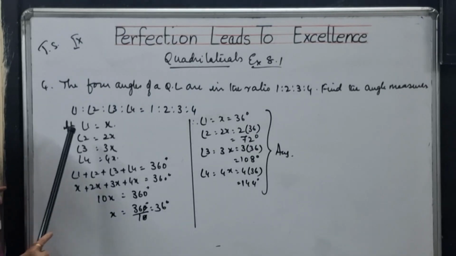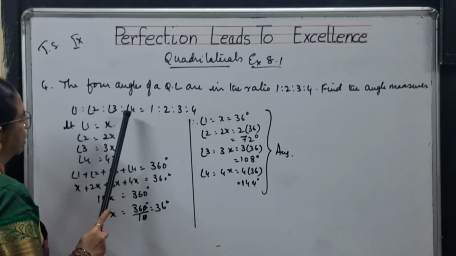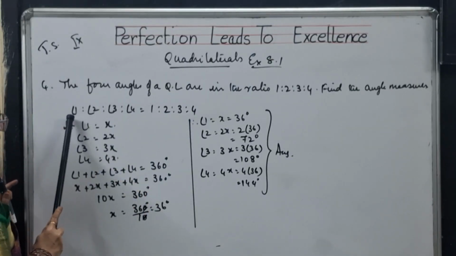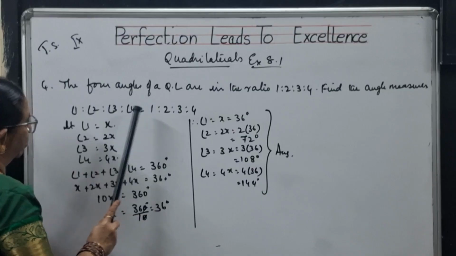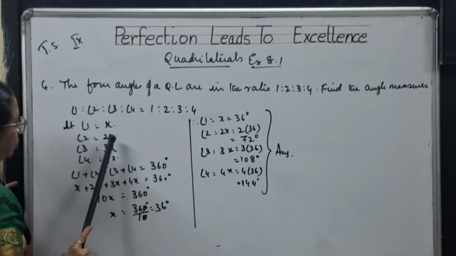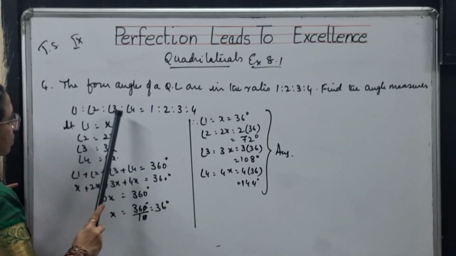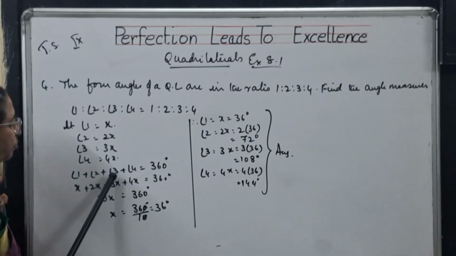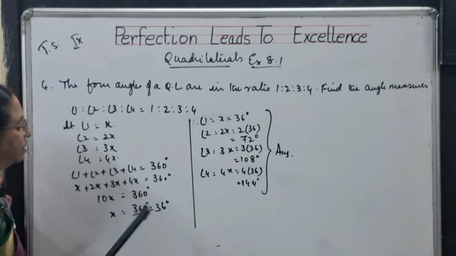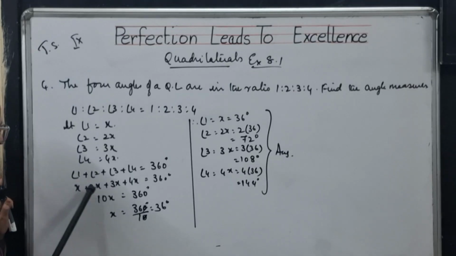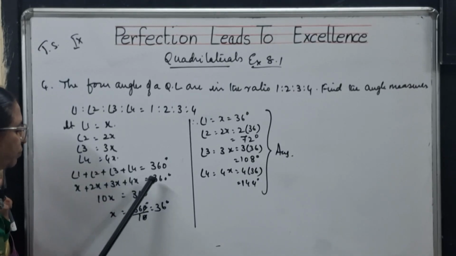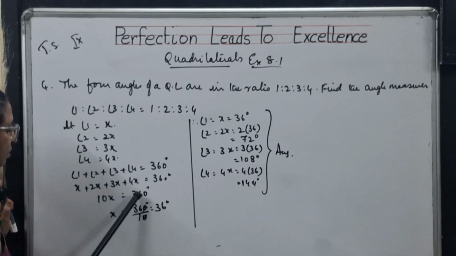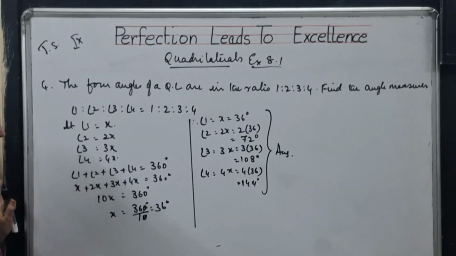So let me consider angle 1 is to angle 2 is to angle 3 is to angle 4 is 1 is to 2 is to 3 is to 4. That means let angle 1 be 1x, angle 2 be 2x, angle 3 be 3x, angle 4 be 4x. We know that the sum of the four angles is 360 degrees. So x plus 2x plus 3x plus 4x is 360, so 10x is equal to 360, x is 36 degrees.